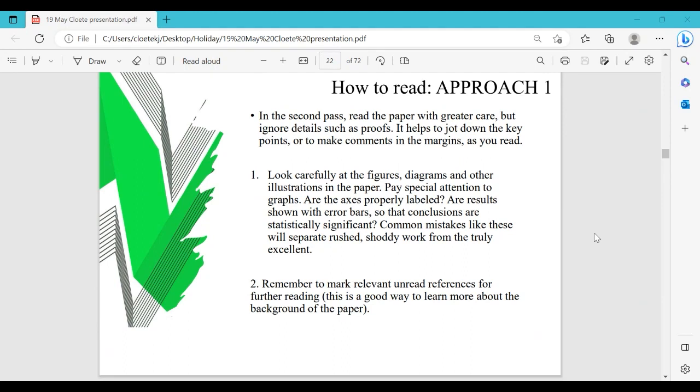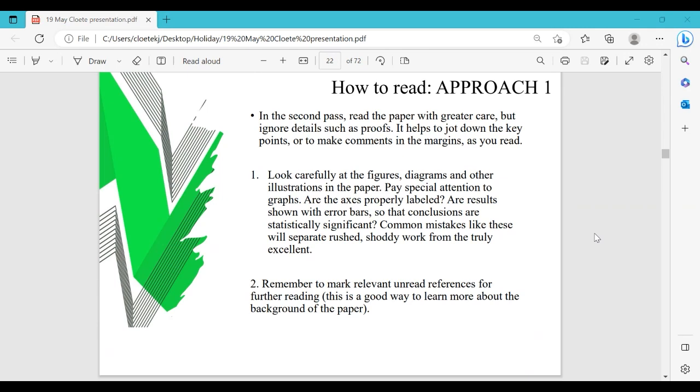Right? And now in this phase, you will be reading it in much more detail, right? Sometimes you can ignore certain details, but focus on the figures, for example. If people have included illustrations or figures, look at that, at the tables. Are the axes properly labeled? Are the results shown with error bars? And are the conclusions statistically significant? You can also see some common mistakes.